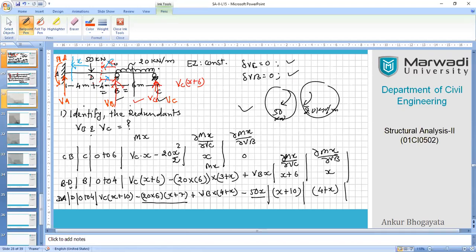If you avoid why, just tell me according to you which reaction will be maximum at least. VA will be maximum, VB will be maximum, or VC will be maximum. You can have a glance at these loading conditions. Here it is 50 kilonewton, which is a large load. Here you have 20 kilonewton per running meter. So now you can use your own logic, being a structural engineer.